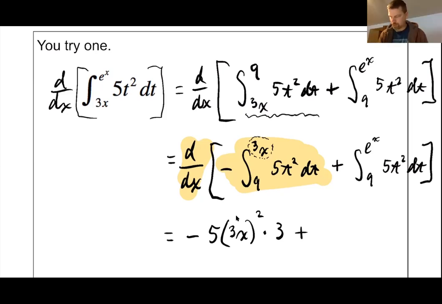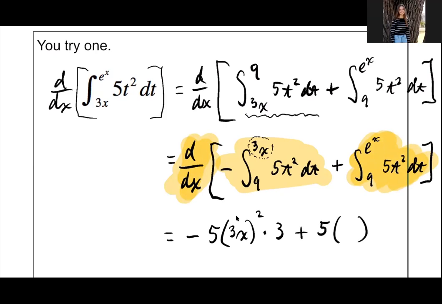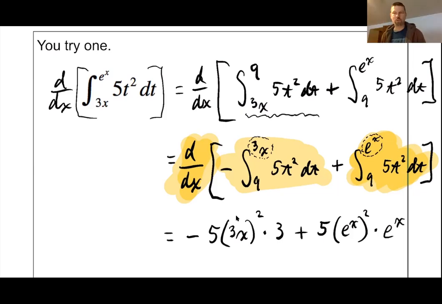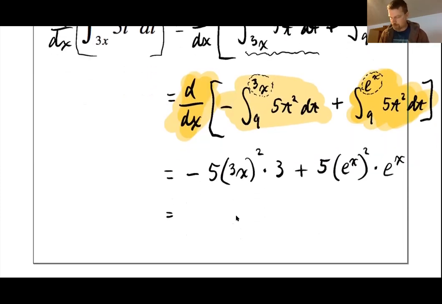Plus, do it again. The derivative of this stuff. Well, derivatives and integrals are opposite functions, so I'm going to get the same exact function out, but instead of 5t squared, it's going to be 5 times what squared? e to the x squared. And then because, again, this is something other than just an x, chain rule says I have to multiply by the derivative of the inside, so I have to multiply by e to the x. There is my answer. You can be done at that point and say, there, I found it. If you wanted to simplify it, you absolutely could.